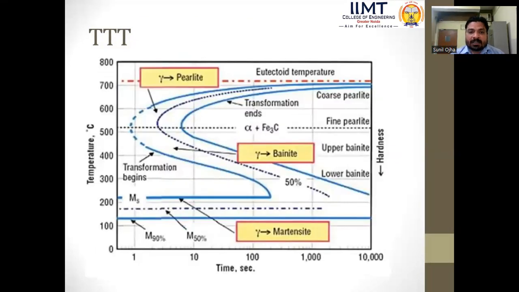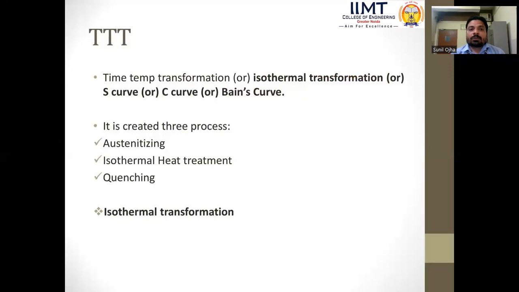Next is the time temperature diagram showing the temperature in degrees centigrade and the time in seconds. This will help us understand how much time is needed for a particular composition of the material to transform one property of the material to another at different temperature ranges and compositions. So the TTT diagram helps us.